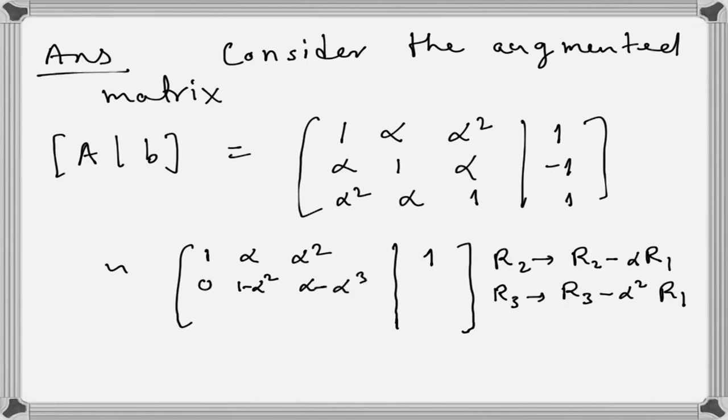Alright, then this is 0, this is alpha minus alpha cube. Okay, and this is 1 minus alpha to the power 4, and this one will be minus 1 minus alpha, and this is 1 minus alpha square. Okay, so to decide on the rank, we need to make one more 0 in the third row.